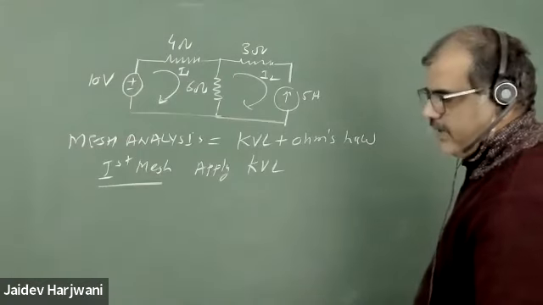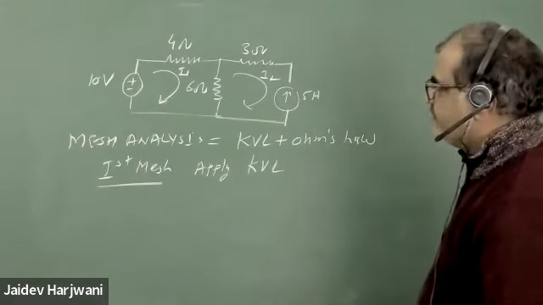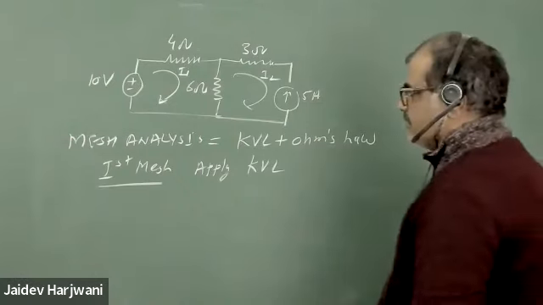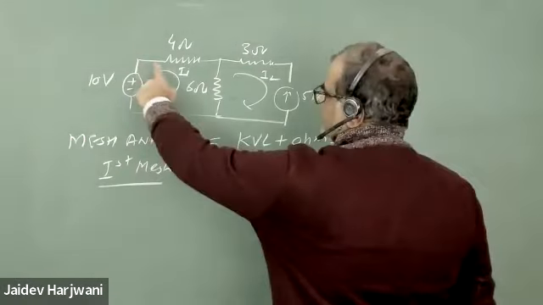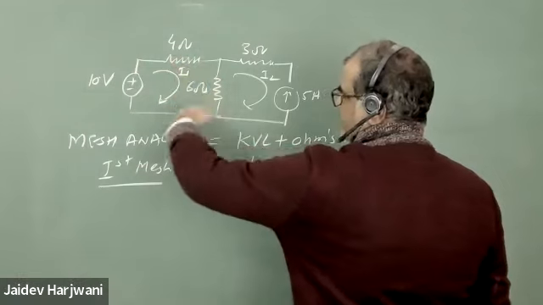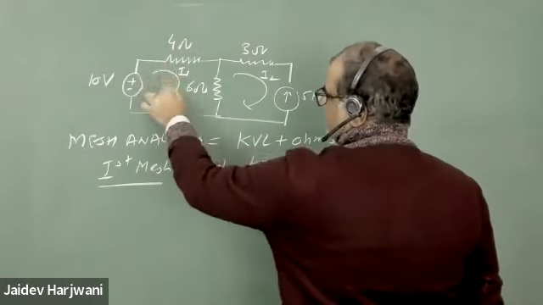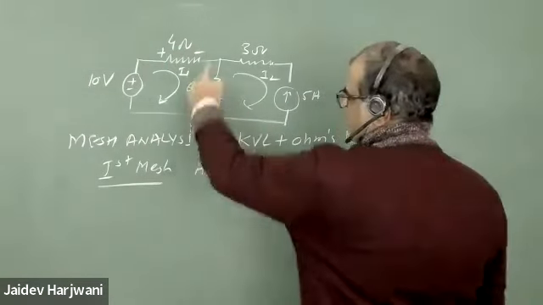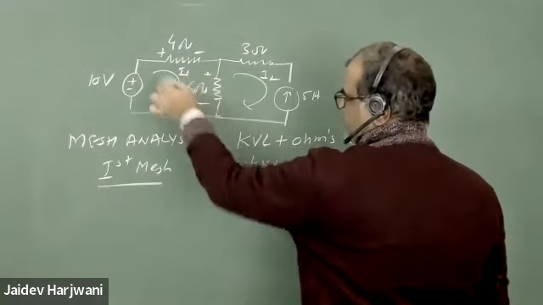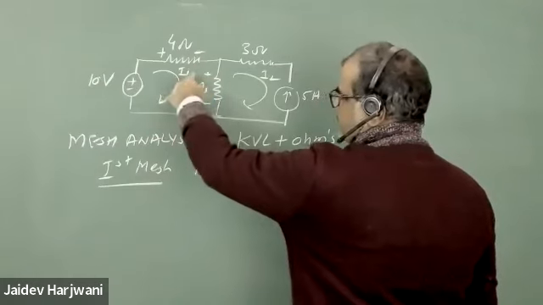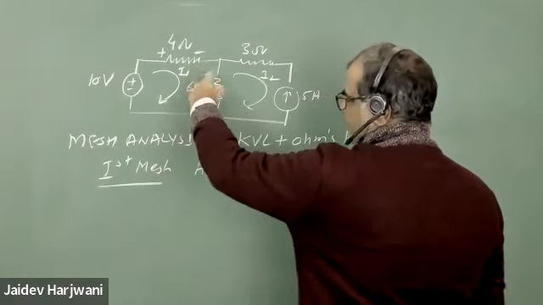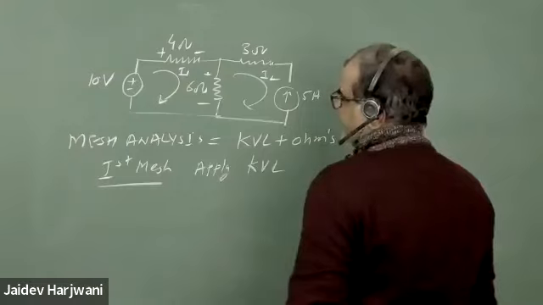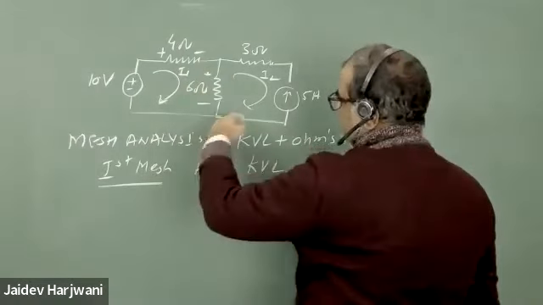So first I need to show the polarities of voltage drops. This voltage is already known, polarity known. Here I am moving in clockwise direction. Current will always move from higher to lower potential, so this is plus, minus. Similarly, this is plus, this is minus. I am assuming the effective current is I1, so in this branch I1 is flowing from top to bottom, that is clockwise direction.